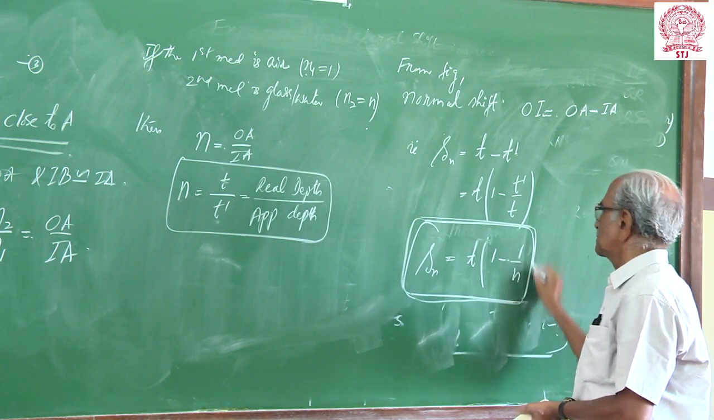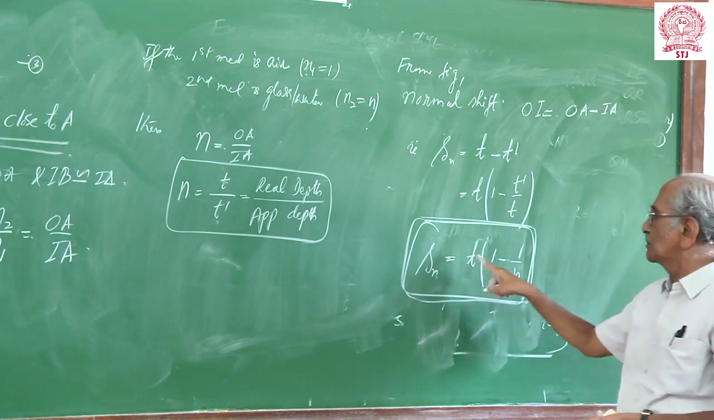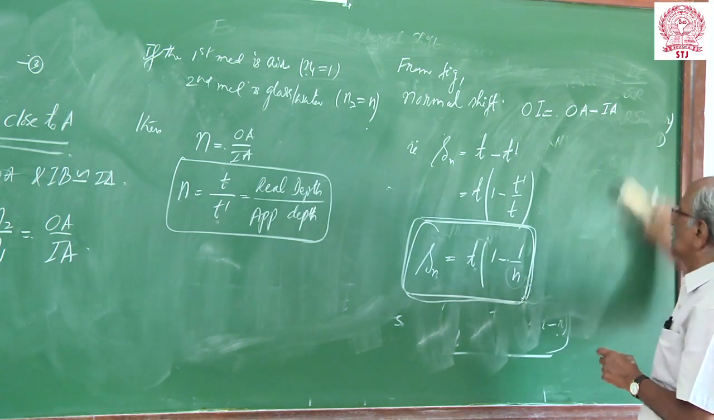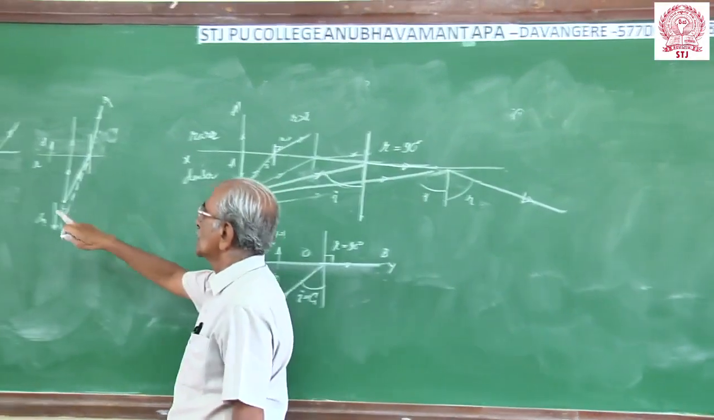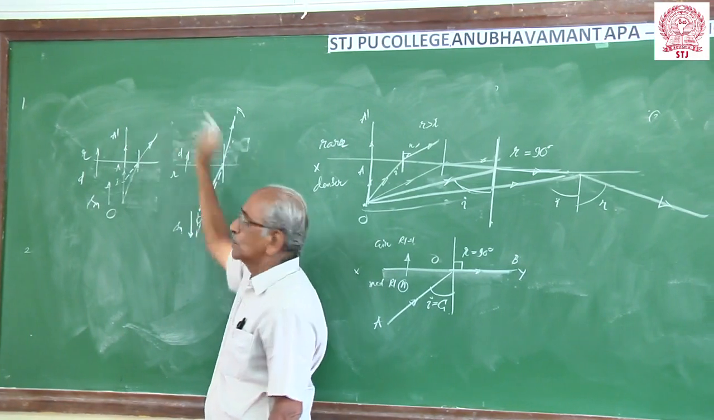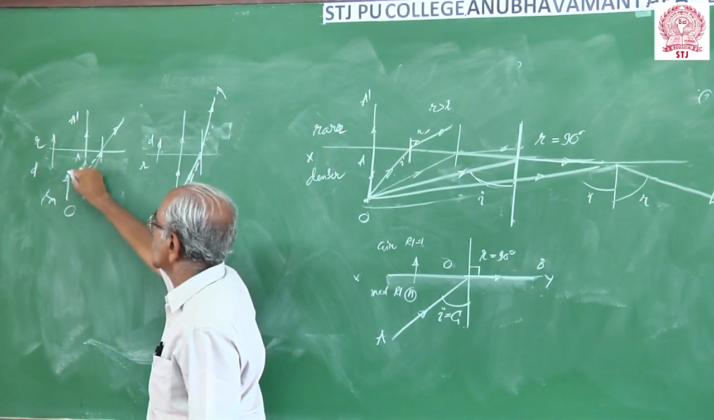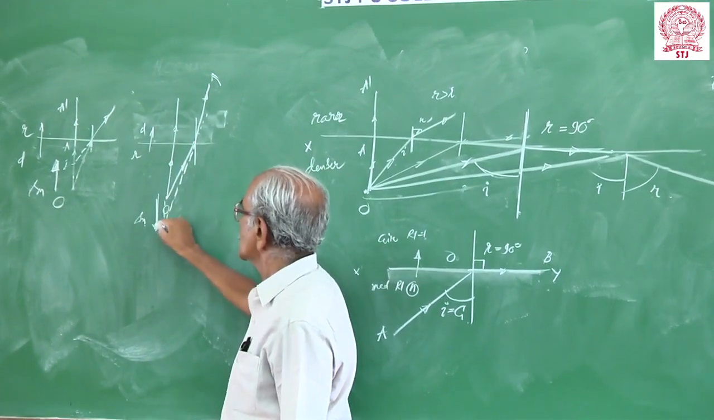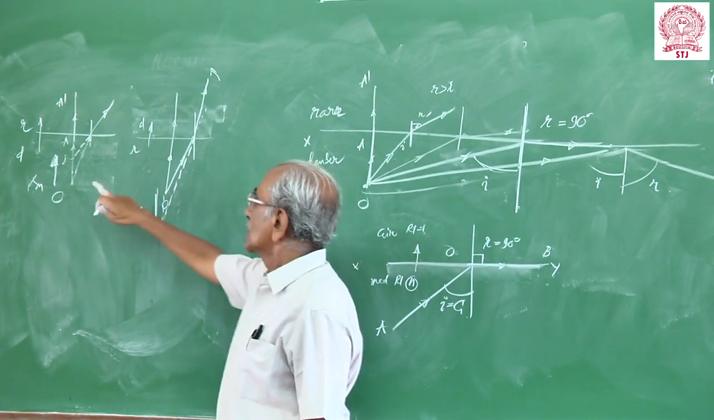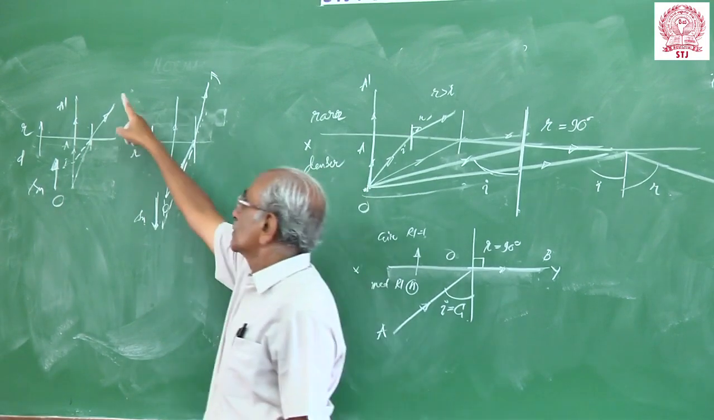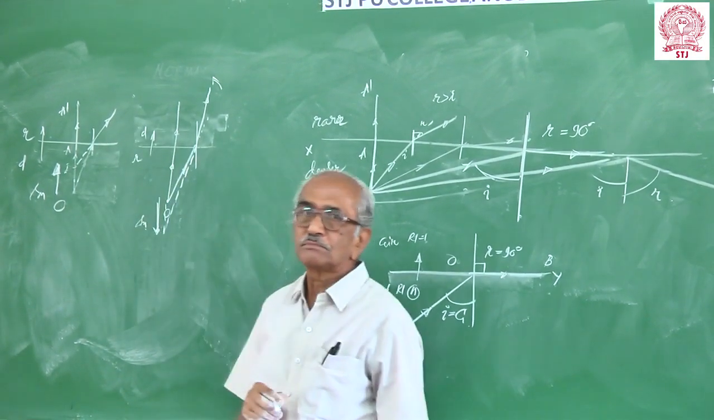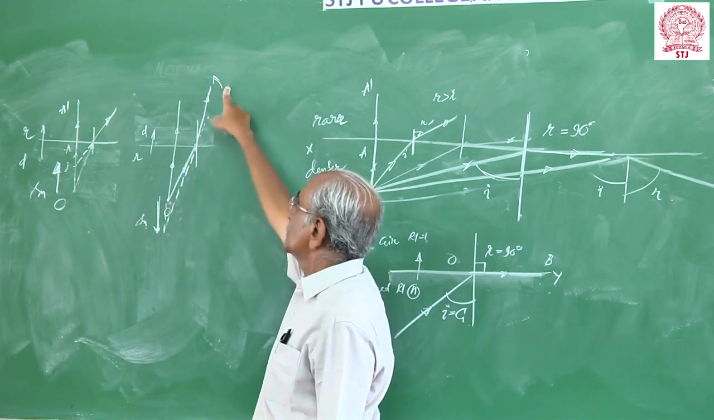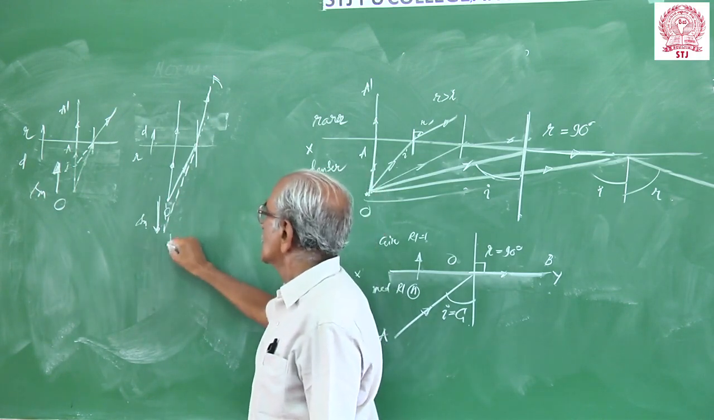Normal shift. So normal shift, as you can see, depends on the depth and refractive index. Notice that when light goes from denser to rarer, it deviates away from the normal. Therefore, normal shift is like this. If light goes from rarer to denser, the normal shift is like this. That means an object in water seen from air appears nearer, whereas an object in air seen from water appears far away.